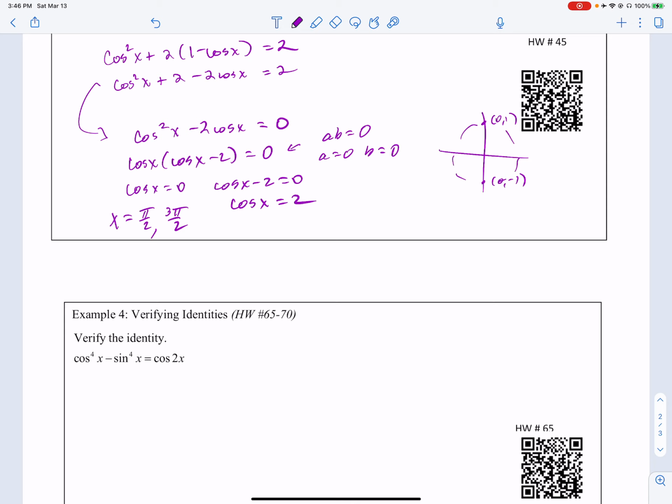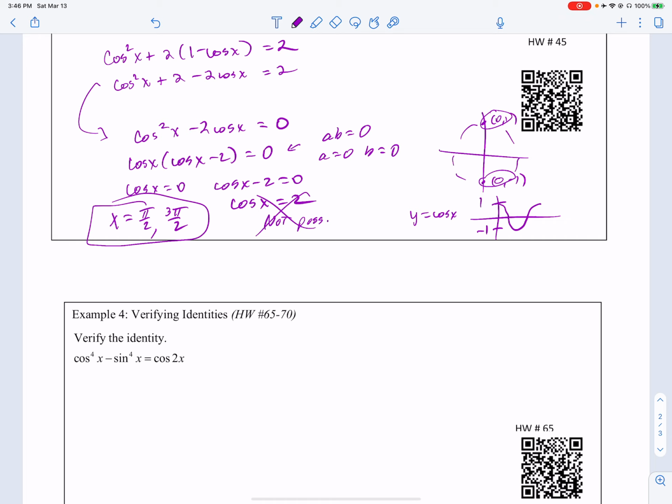And for cosine of x equaling 2, it's not possible. There's no place on the unit circle where the x coordinates are ever going to be 2. The other thing is think about the cosine graph. Cosine graph starts at 1, goes to 0, -1, 0 to 1, and repeats. It never reaches a height of 2. This is not possible. So your solutions from 0 to 2 pi are pi halves and 3 pi halves.